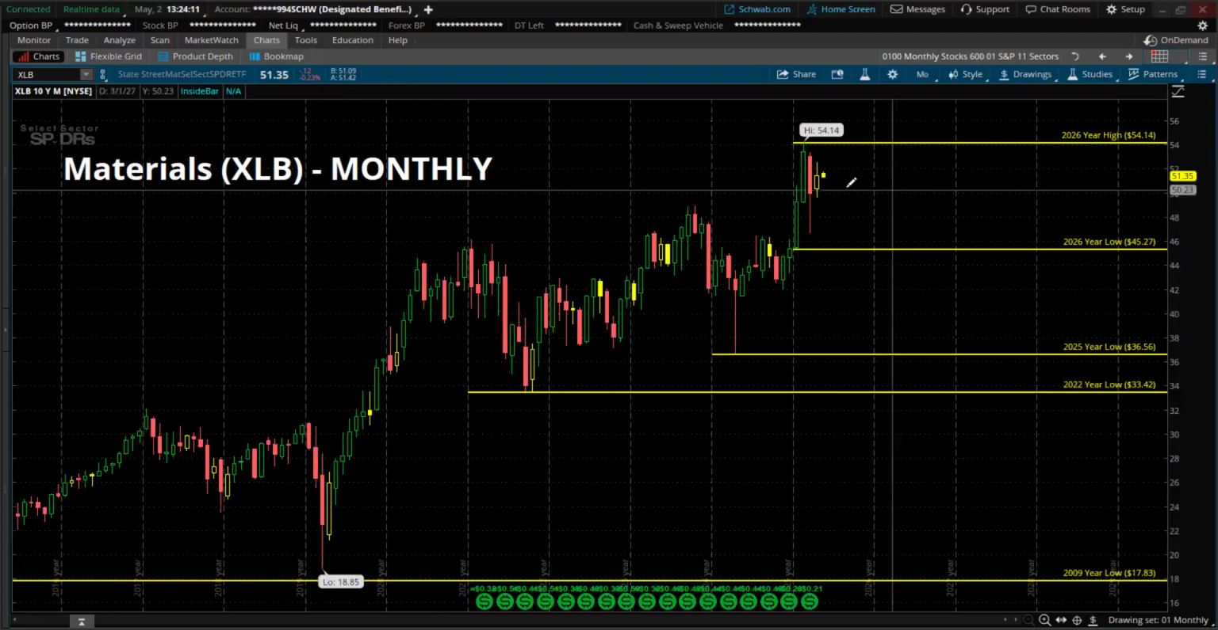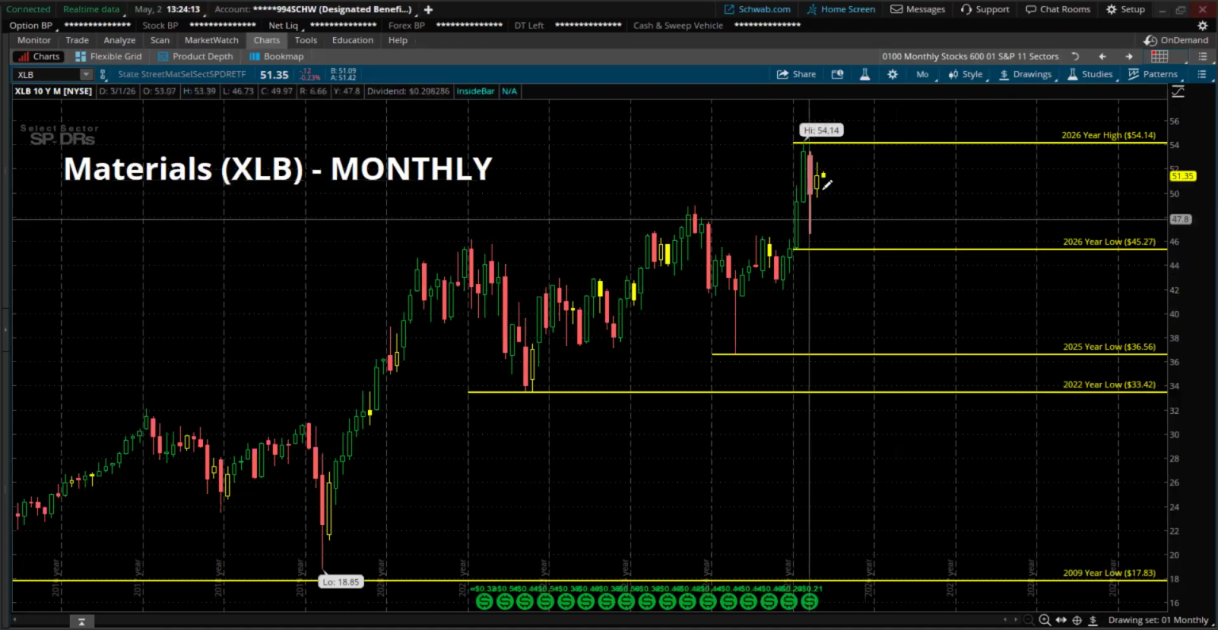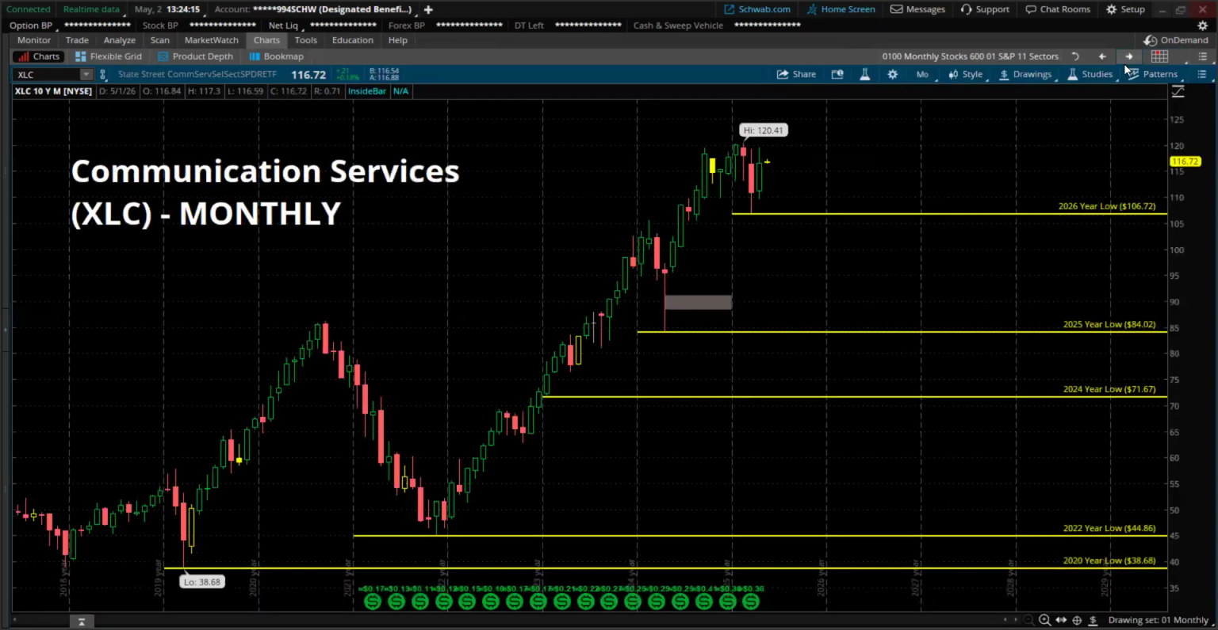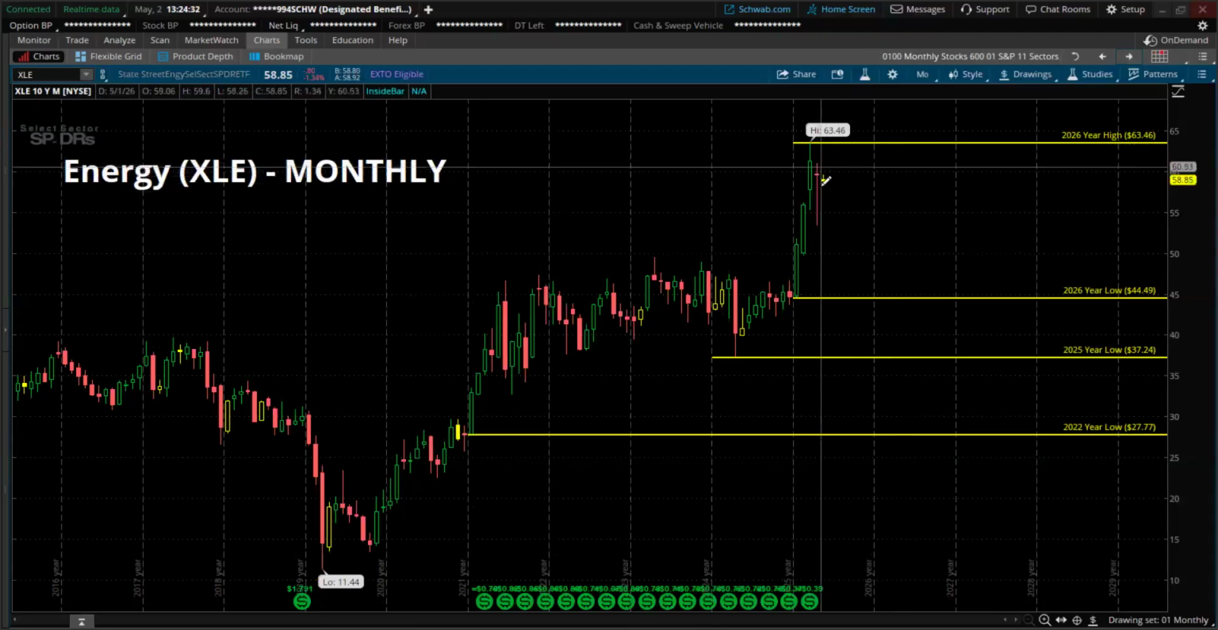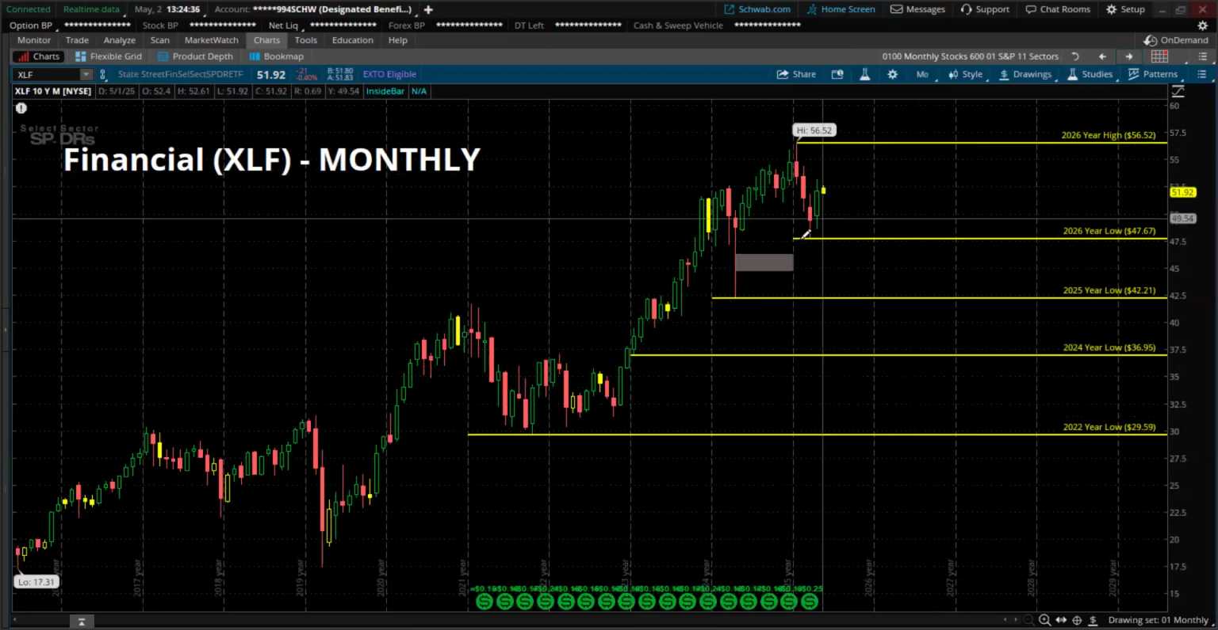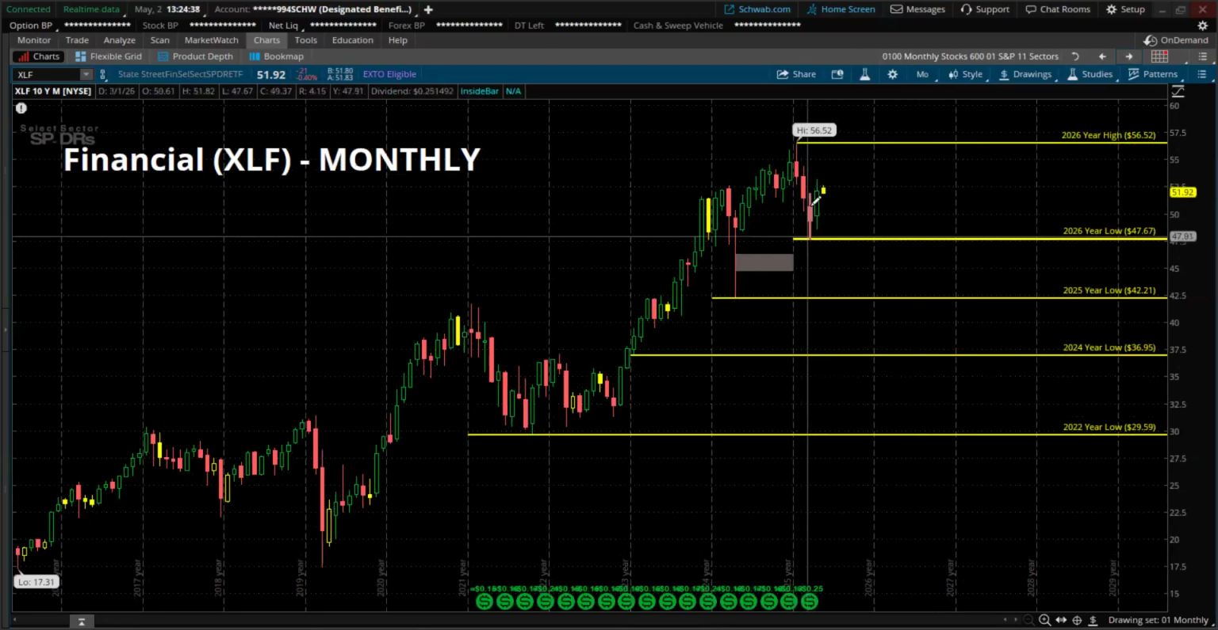XLB, last month inside candle, again, building consolidation up here. XLC, look at that green candle, higher high, higher low. Remember, the S&P 500 and the Nasdaq 100 both made new highs for the year last month. So let's see which sectors are outperforming. Energy, that big red candle last month, lower low, lower high. Financials, it actually is coming off a bottom, trending back up.